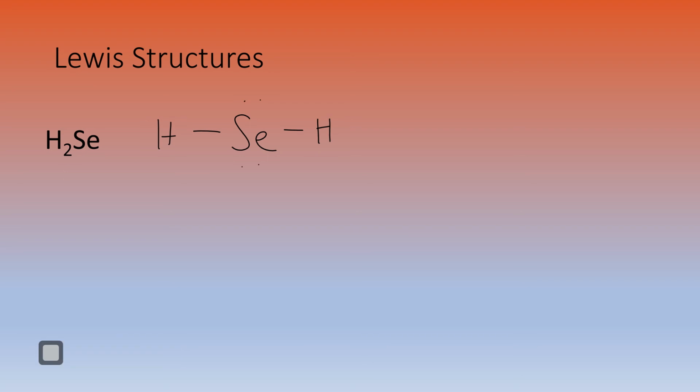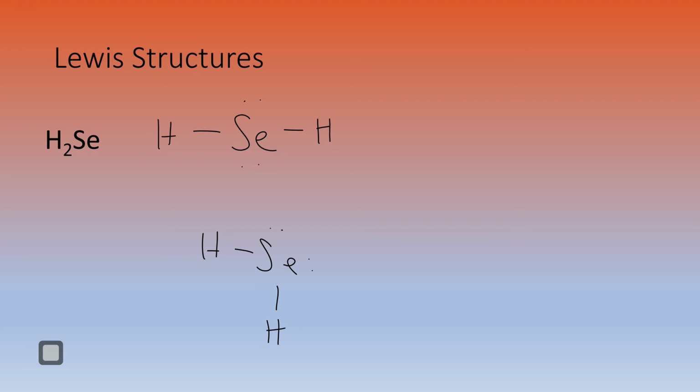H2Se. Se would go in the middle, and I'd have H on either side. 1, 2, 3, 4. Again, it doesn't have to be that way. You could draw it this way too. Se, H, H, depending on how you do your dot structure. But that would be it.